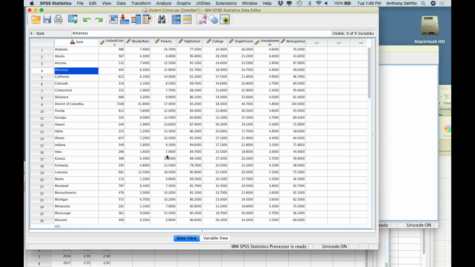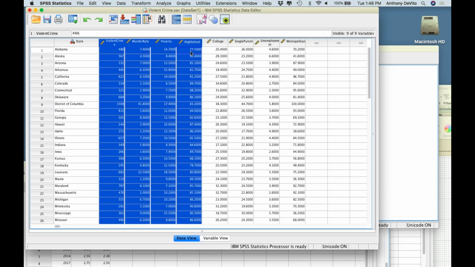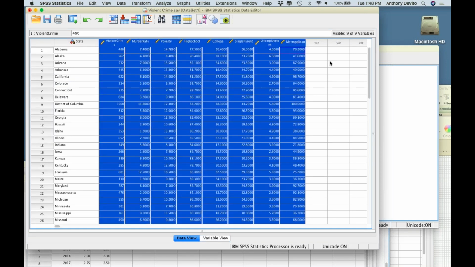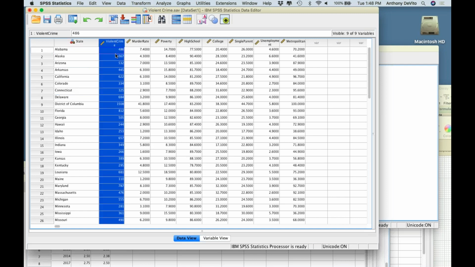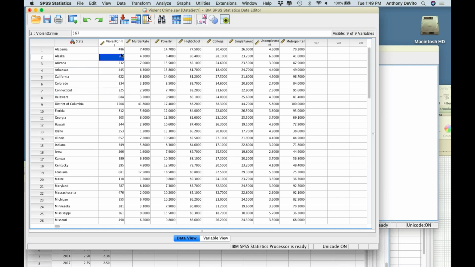If you look at the data view, all of these are numerical variables: the unemployment rate, the percentage of people that graduate high school, the poverty rate. But they're all organized by state. That's our categorical variable, by state. So what we're going to look at is whether or not there's an association. A violent crime rate is probably the number of violent crimes per 100,000 people during the course of a year.